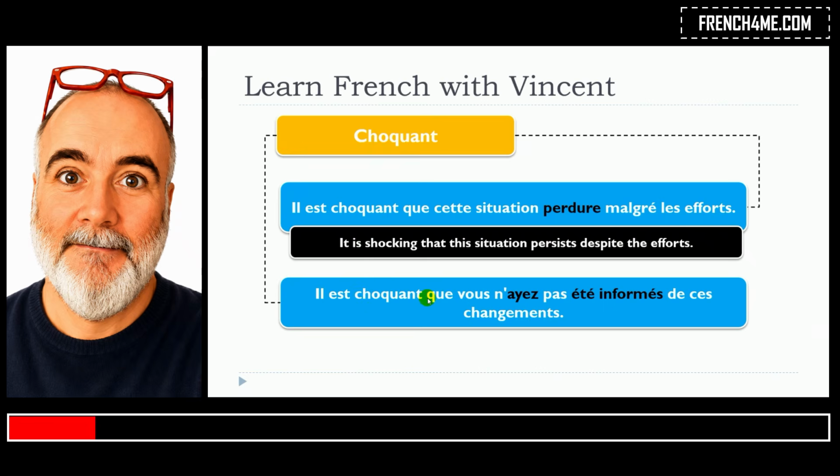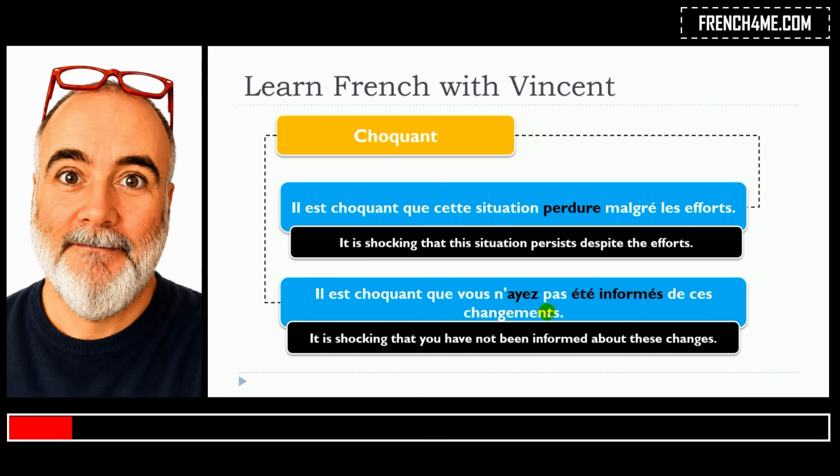Il est choquant que vous n'ayez pas été informé de ces changements.